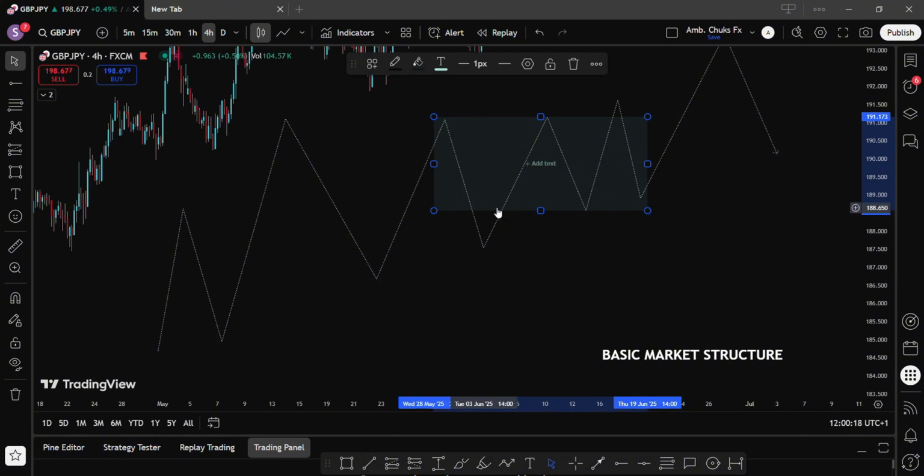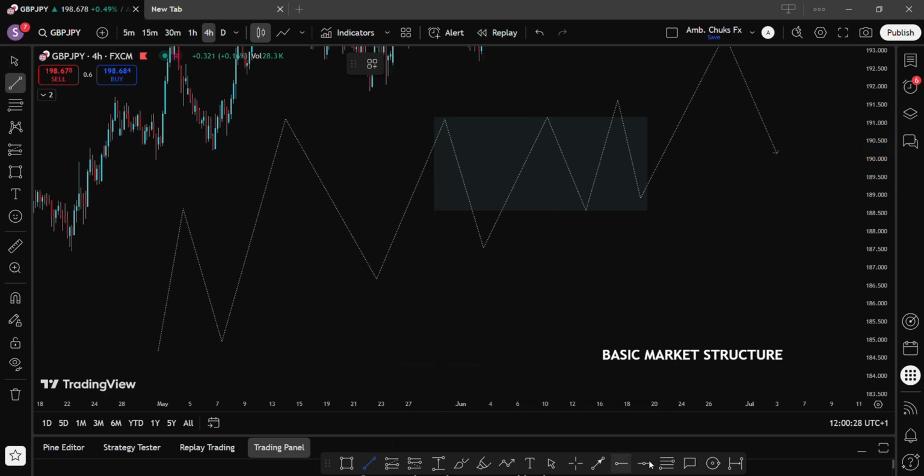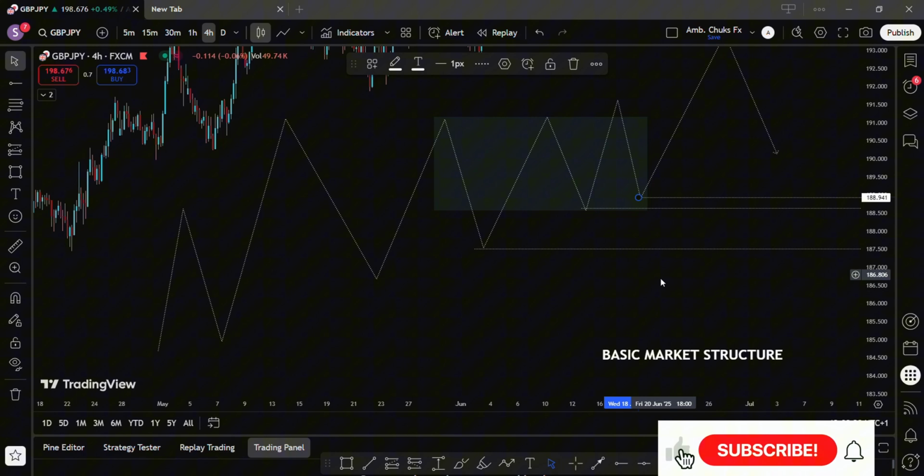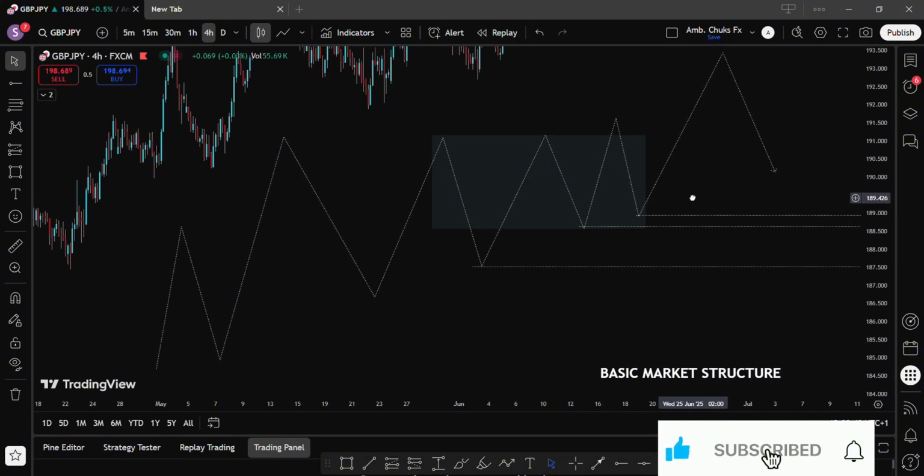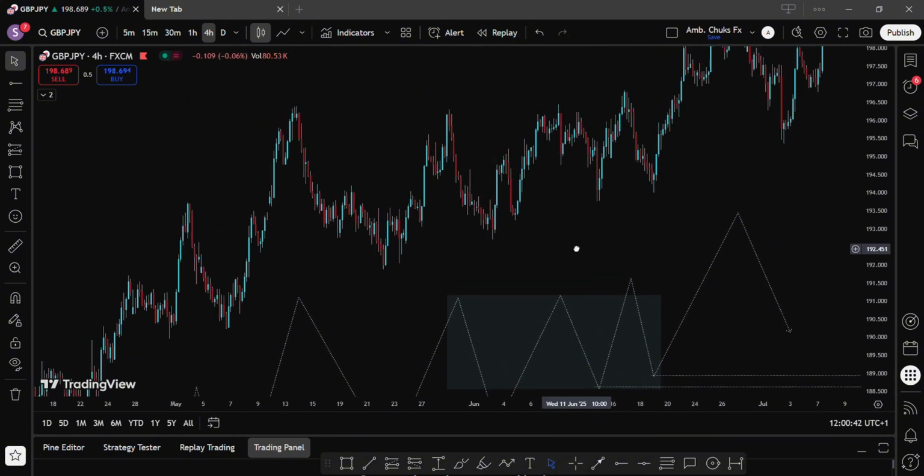At the same time, even though it's ranging, it was still breaking structures today. It was still pushing to the upside, because if you check the lows, you can see that this low, higher low, higher low, you can see that it's still going to the upside, right? So this is basically how it looks on the chart.